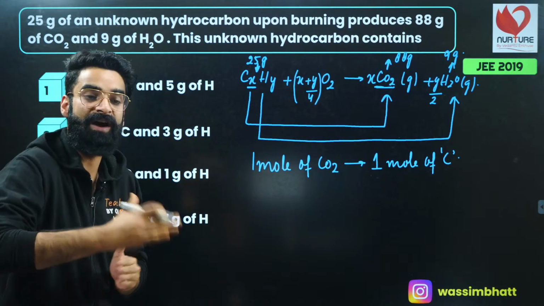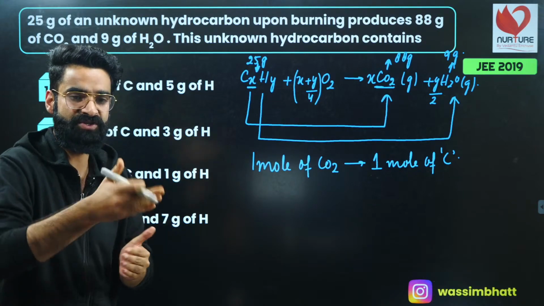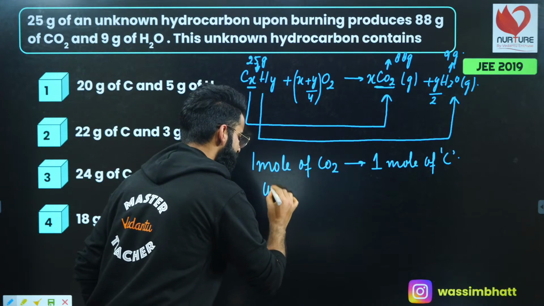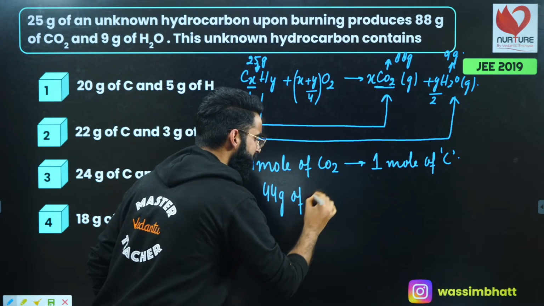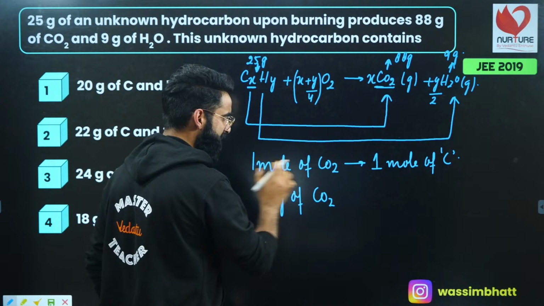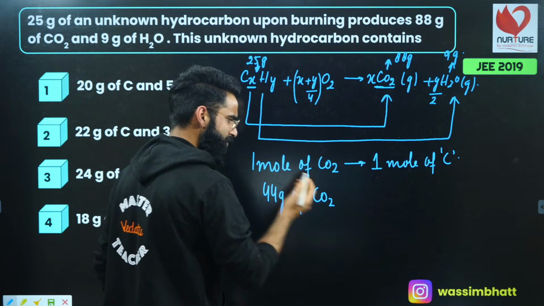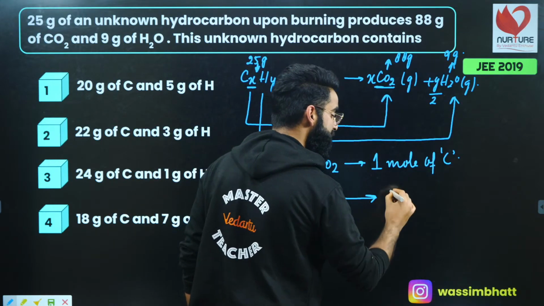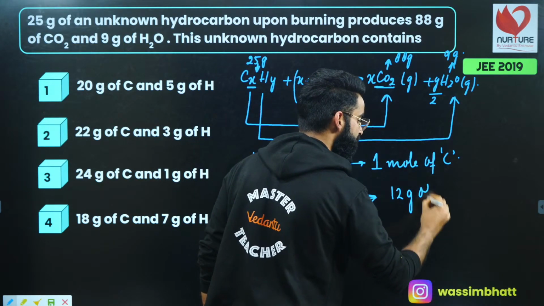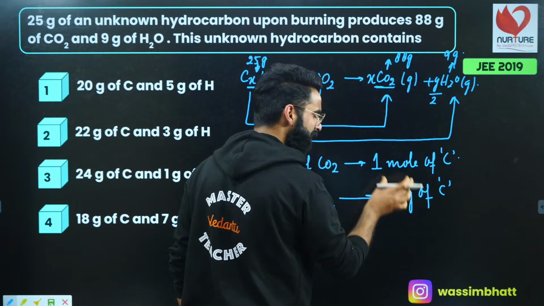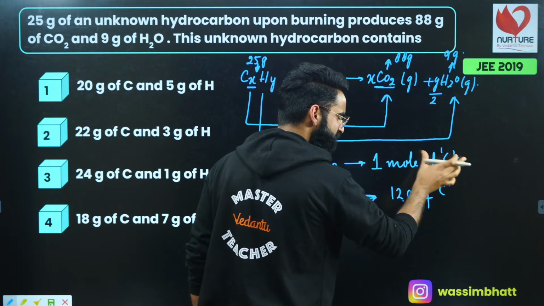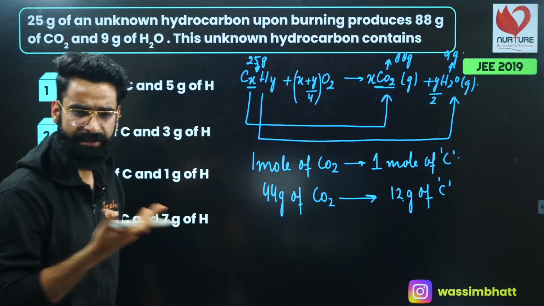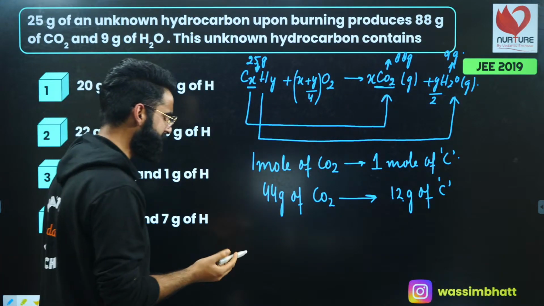The mass of 1 mole of carbon dioxide is what we call the molar mass of carbon dioxide, right? What is the molar mass of carbon dioxide? 44 grams. So can I say 44 grams is the mass of 1 mole of carbon dioxide, right? So I can say 44 grams of carbon dioxide will contain 1 mole of carbon, which means 12 grams of carbon. 12 grams is the mass of 1 mole of carbon, or you can say 12 grams is the molar mass of carbon. So as per the normal stoichiometry, I got to know something like this.